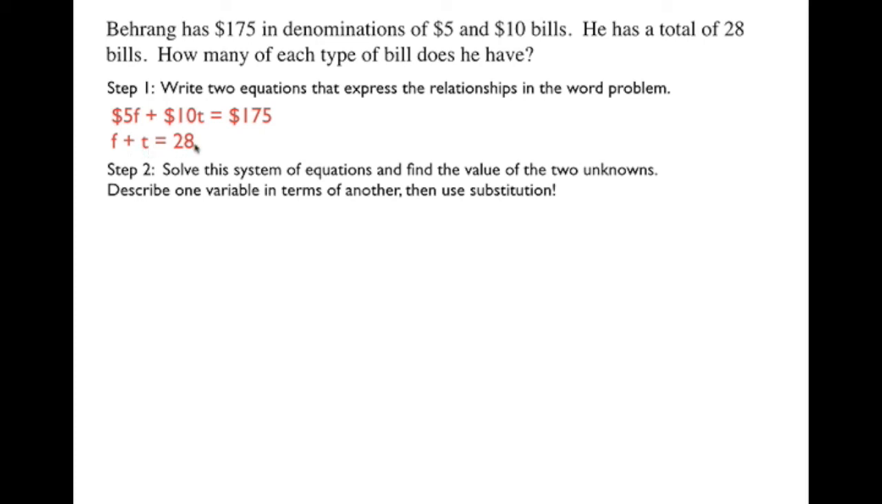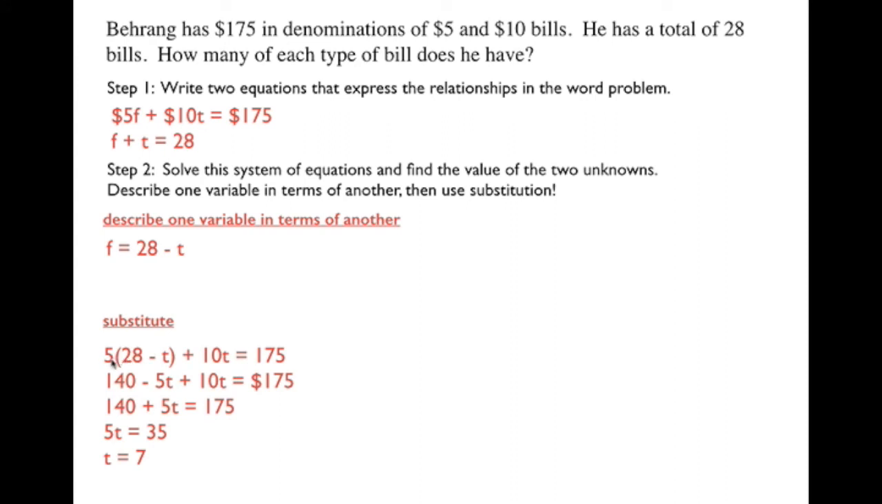To solve this system, we can use substitution or elimination. The first method I'm going to use is substitution. So I'm going to solve this second equation for f. I could have solved for t, but I chose to solve for f. So f equals 28 minus t. Now I can substitute 28 minus t in for f in the first equation. And when I do that and solve for t, I find that t equals 7.